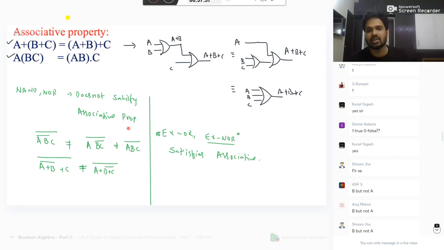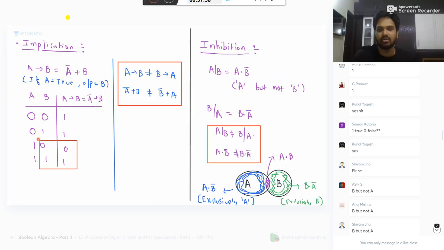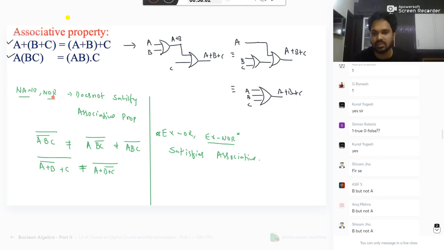Now listen here. There is a previous question like this: which of the following is commutative but not associative? NAND and NOR are commutative but not associative. Anyway, forget about the others. I am saying about this: NAND and NOR are commutative but not associative. Okay, very good. So let's move further.